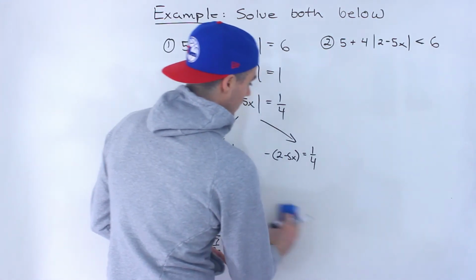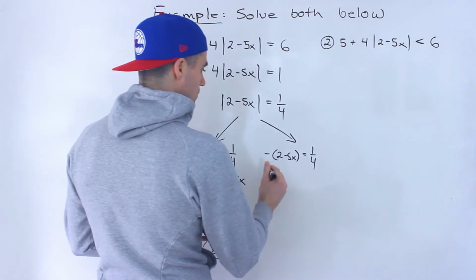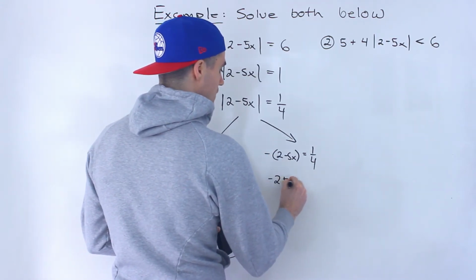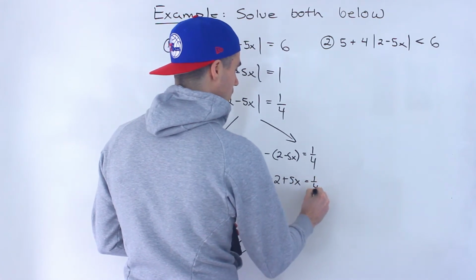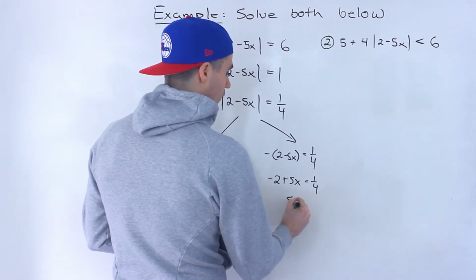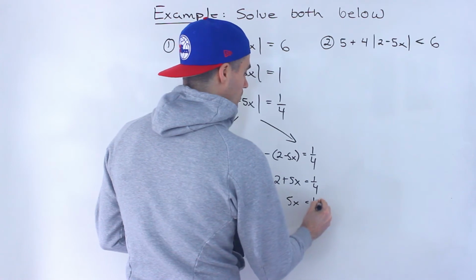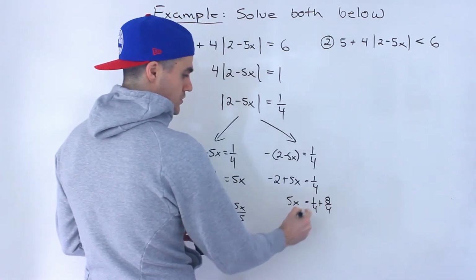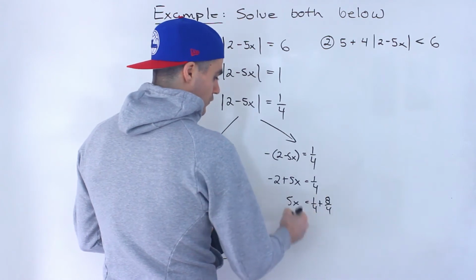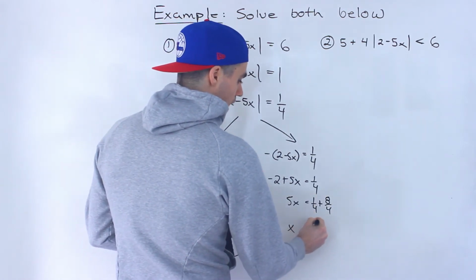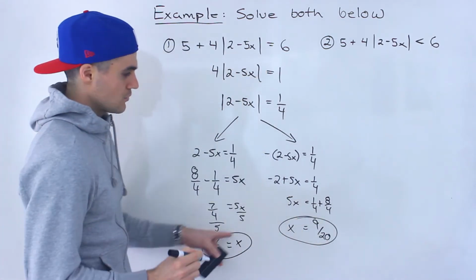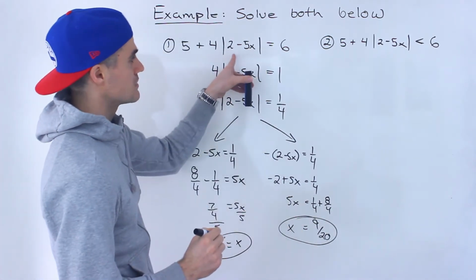And then over here, if I distribute this negative inside the bracket, I'll have negative 2 plus 5x equals 1 over 4. Then the negative 2 I'll bring over. So I'll have 1 over 4 plus 8 over 4, which is the 2. We'll have 9 over 4 divided by 5. We'll have 9 over 20. So those are the two solutions to this equation here.